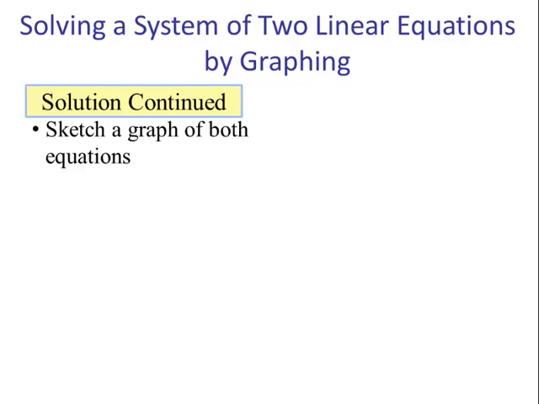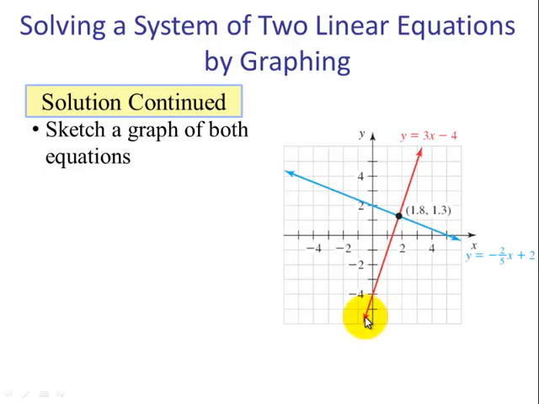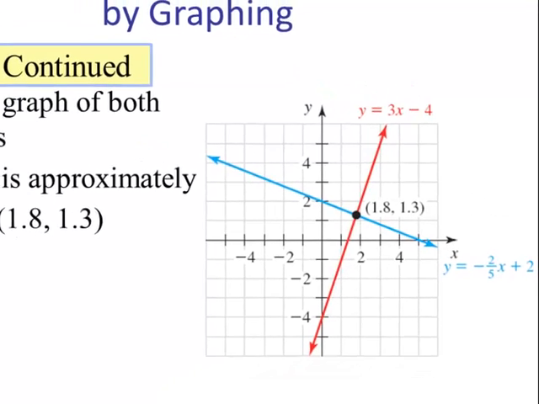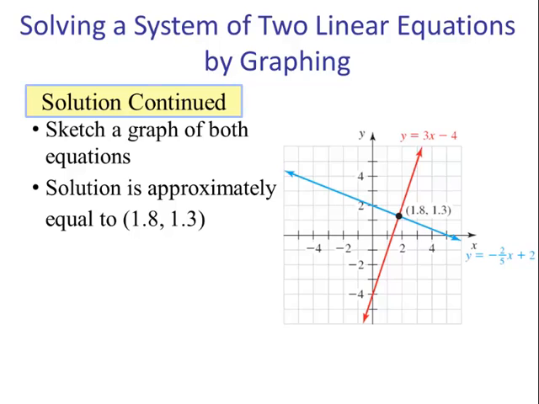So if we sketch both of these on a coordinate plane, here we have the equation y equals 3x minus 4. The y-intercept is negative 4, and the slope is 3/1, which is 3. For the blue line, the y-intercept is positive 2, and the slope is negative 2/5. So we go down 2, to the right 5. And we see where these two lines intersect, it's not integer numbers. So we would say it's approximately 1.8, 1.3.